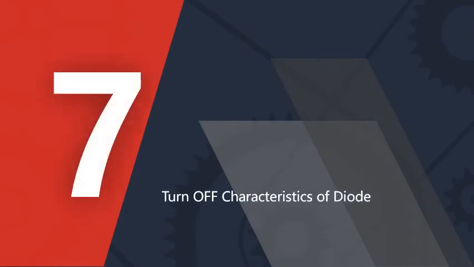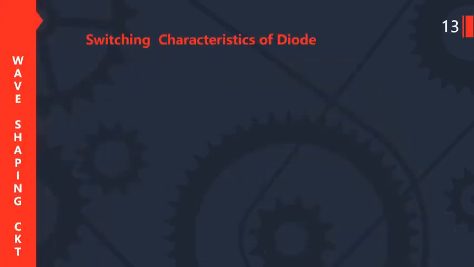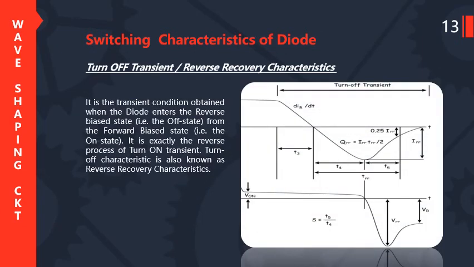Next is turn off characteristics of the diode. It is the transient condition obtained when the diode enters the reverse bias state from the forward bias state. When the diode enters reverse bias from forward bias, we get these characteristics. It is exactly the reverse process of the turn on transient. Turn off characteristics are also known as reverse recovery characteristics. Here we can see the reverse recovery characteristics of the diode. Let us understand it in a little more detail.